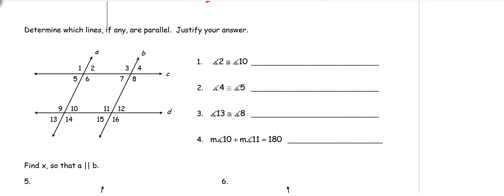So in number one, they're telling us that angle 2 and angle 10 are congruent. Well, angle 2 and angle 10, because they're in the same position in their group of 4, are corresponding angles. And since they're congruent, that means the lines that are not the transversal would be parallel. So if A is the line they're touching, that's our transversal, which means that C and D are parallel because corresponding angles are congruent.